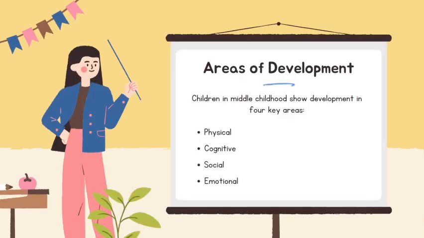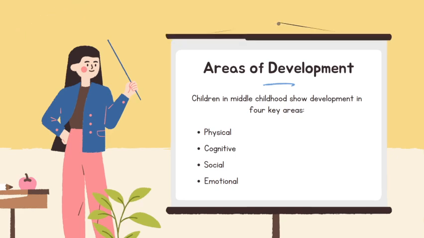During this time period, children show development in 4 key areas: physical, cognitive, social, and emotional. While each of these areas is unique, there is often overlap, and development in one area may directly affect another. Let's take a closer look at these key areas, as well as what you can expect to see from a child in this stage.